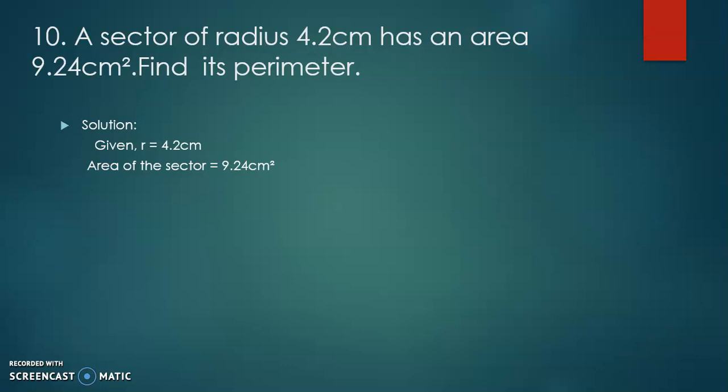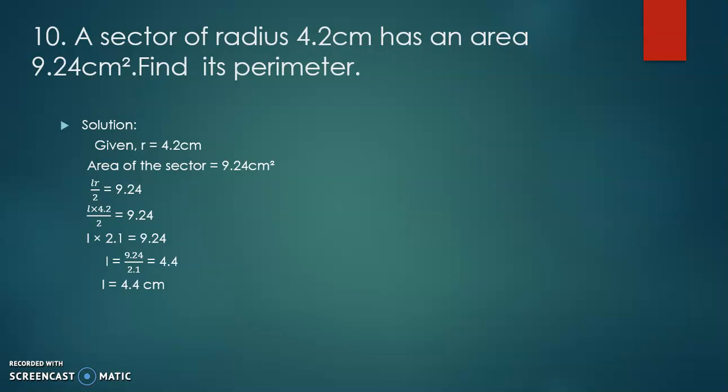Like the previous problem, we have to calculate length from this area of a sector. Just write the formula. LR by 2 is equal to 9.24. What formula is this? Area of the sector, LR by 2. So substitute the value. L only we are going to find. L into 4.2 radius divided by 2 is equal to 9.24, which is equal to what? L into 2.1 is equal to 9.24. We have to find L. So L is equal to 9.24 divided by 2.1. You can get 4.4.